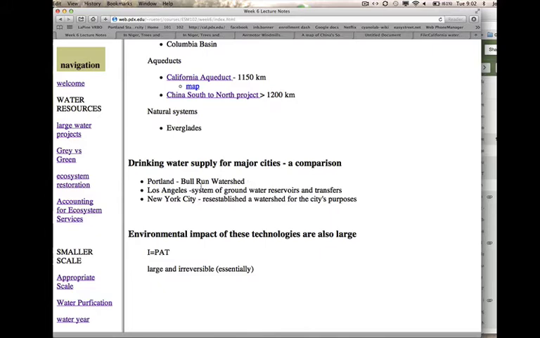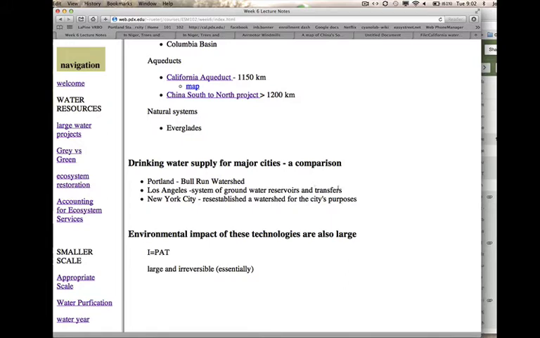Los Angeles has a system of groundwater and water reservoirs, and also transfers, as you saw from the aqueduct. Again, thinking of it as drinking water is misleading. Most of that water that they use from the aqueduct is for agriculture, and the other water that comes to LA for drinking water is often brought in from municipal water sources.